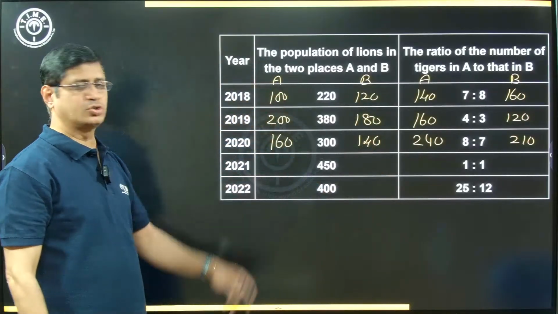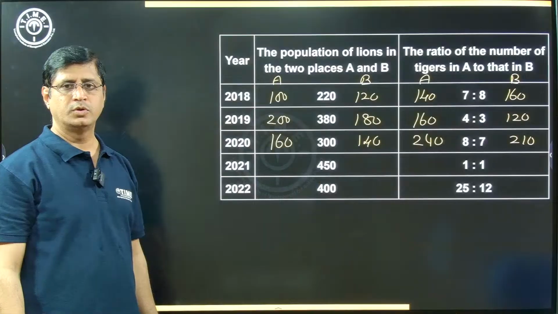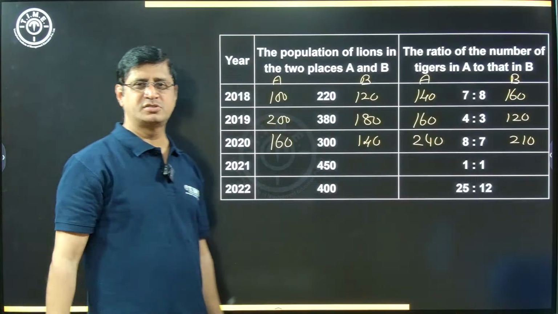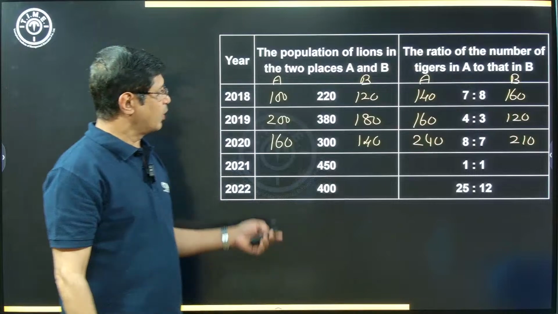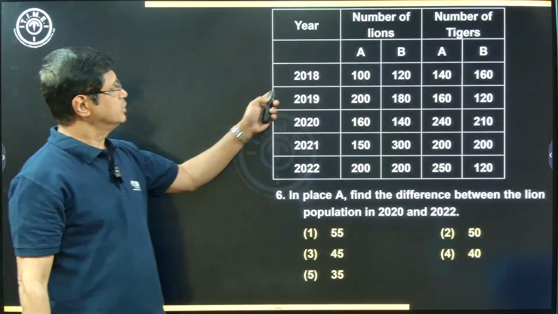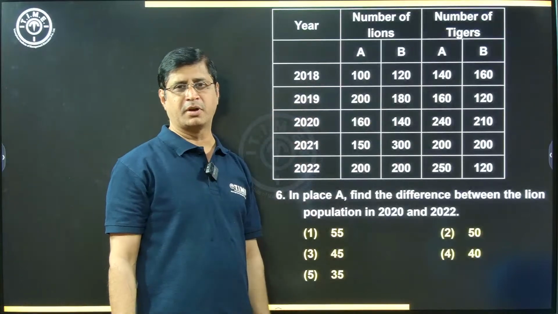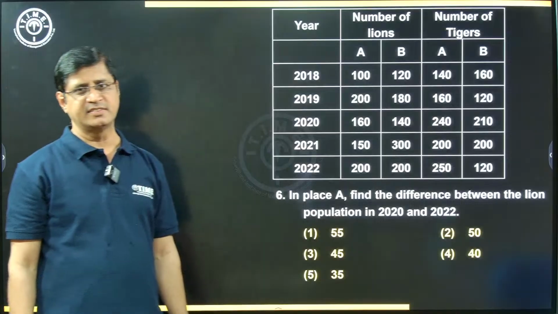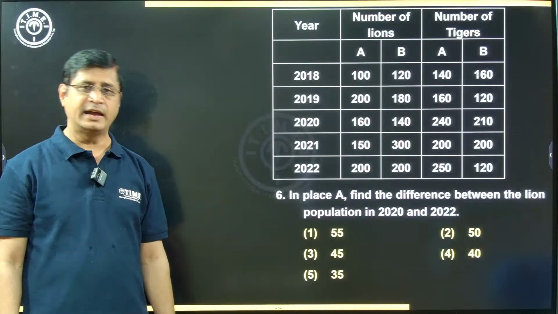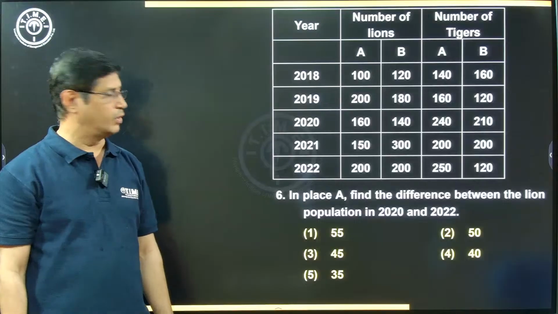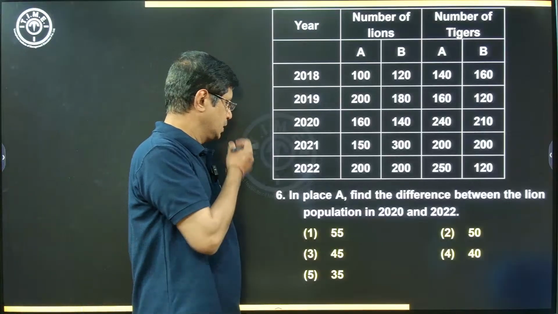In the same manner, just find out the other two, and try the questions that are given based on this table. Now, I am providing ready-made data to you. Just look at this one. Number of lions and number of tigers in both the places A and B, year-wise: 2018, 19, 20, 21, and 22.